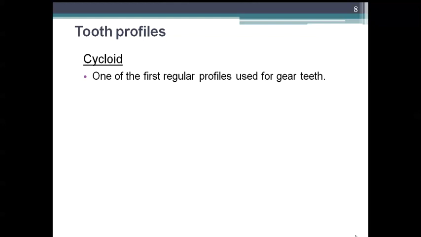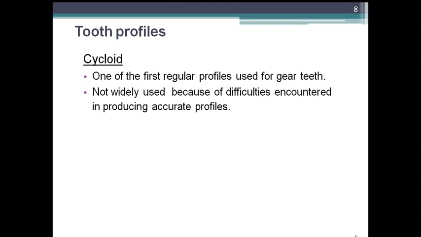The cycloid is one of the first regular profiles used for gear teeth. It was used in the olden days, but it is not widely used because of difficulties encountered in producing accurate profiles. So the cycloidal tooth was regularly used in olden days, but not now, because of the difficulty in producing accurate profiles.